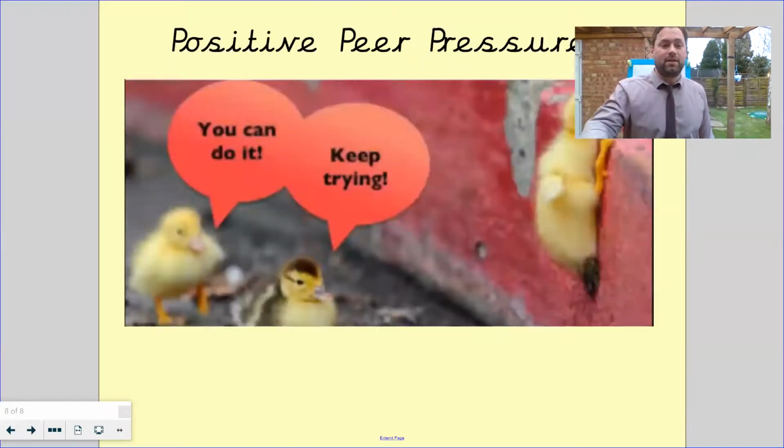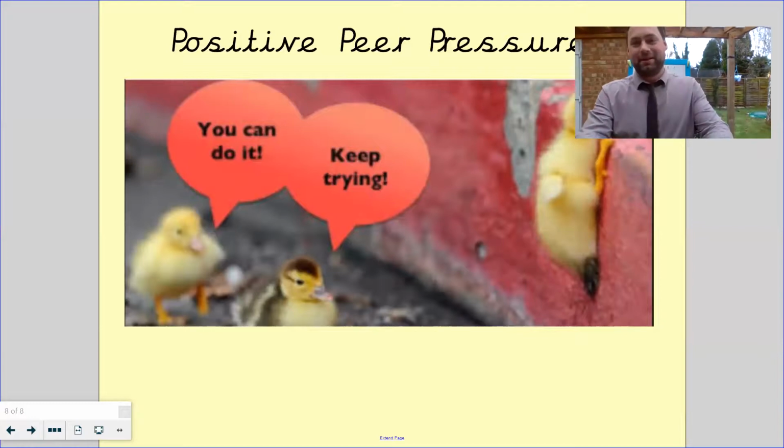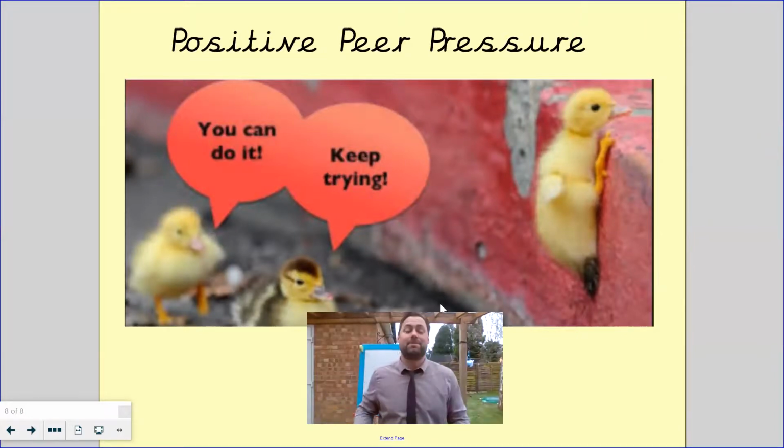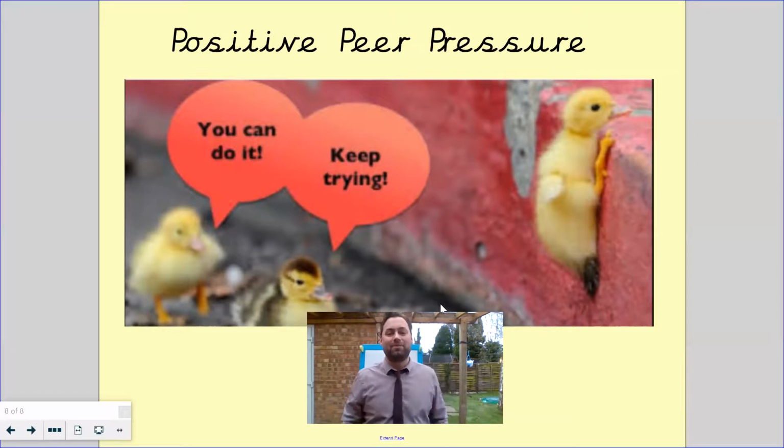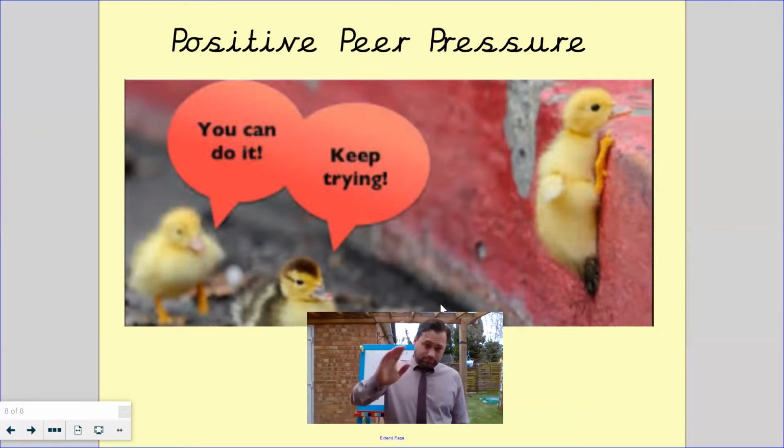Positive peer pressure, and in this picture here, I think it sums it up quite well. Peer pressure can actually be positive, and it can actually be quite good. Let's say you're learning how to swim and you're in the swimming pool and you're near the end and people are going, come on, you can do it, keep on going. You may find it difficult, but people are encouraging you. So positive peer pressure is like encouragement. So peer pressure has two sides to it. We've got the negative side and we've got the positive side. Positive side is really good.